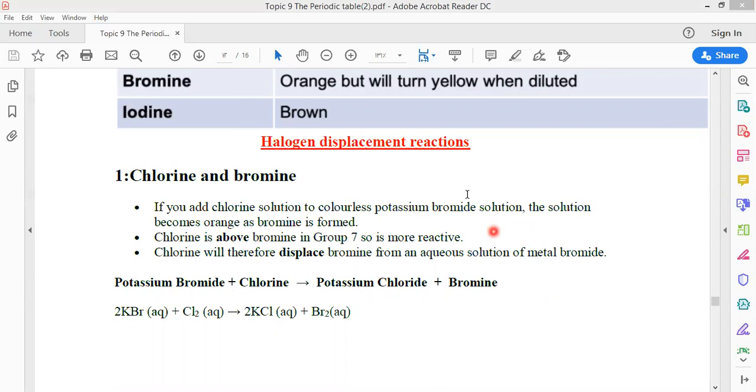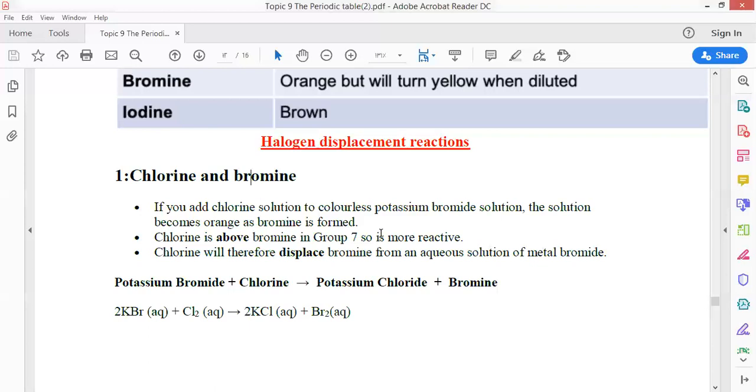In group number seven, what we said is, as you're going up, reactivity increases. So bromine is more reactive than iodine, chlorine is more reactive than bromine, fluorine is more reactive than chlorine, and so on.